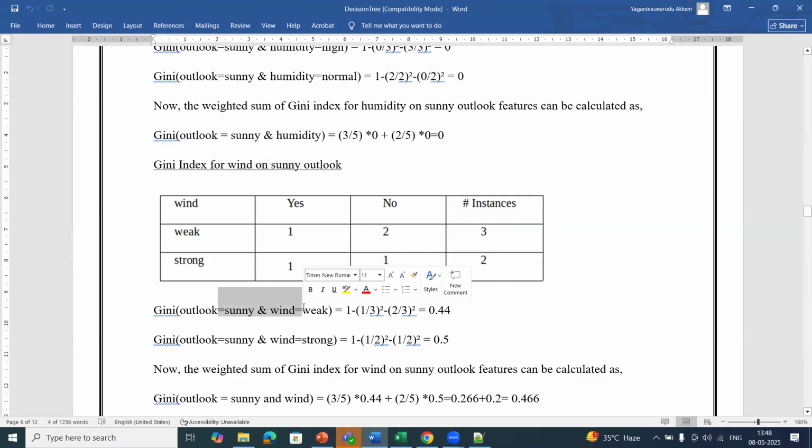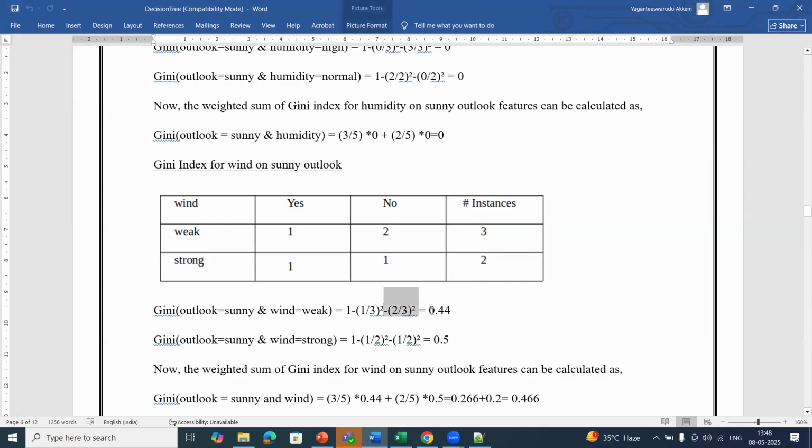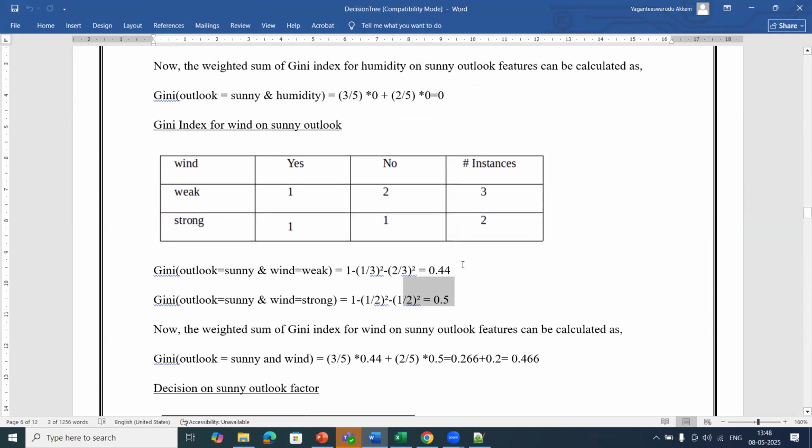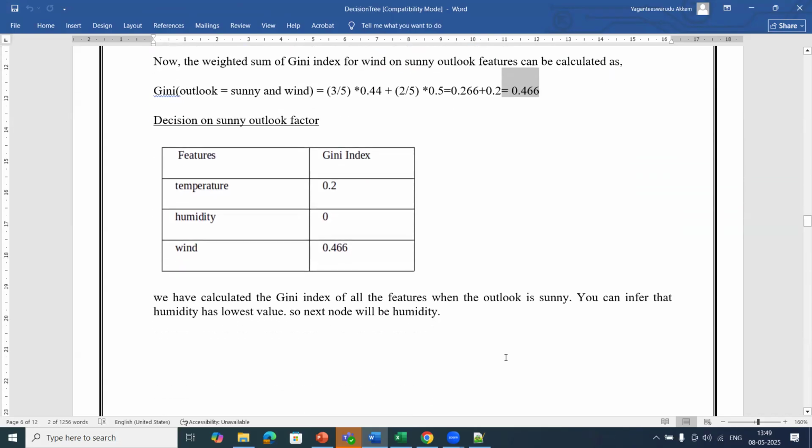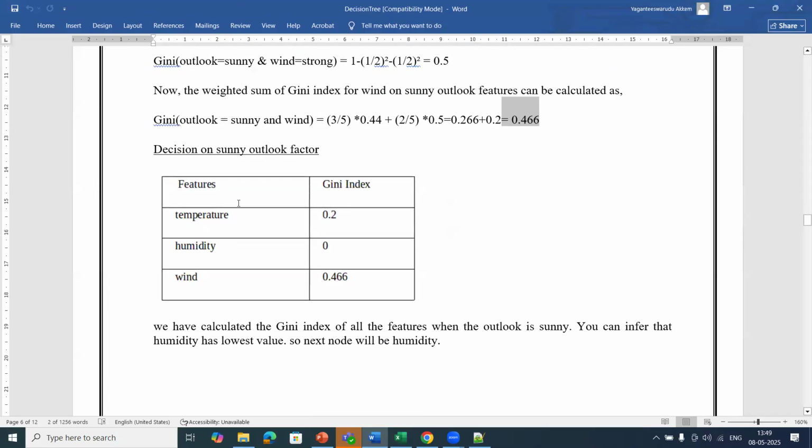Like this, calculate the Gini index for outlook equal to sunny and wind weak. 1 minus 1 by 3 whole square minus 2 by 3 whole square, that is 0.44. And for strong, 1 minus 1 by 2 whole square minus 1 by 2 whole square, that is 0.5. The combined Gini index is 3 by 5 into 0.44 plus 2 by 5 into 0.5, that is 0.466.